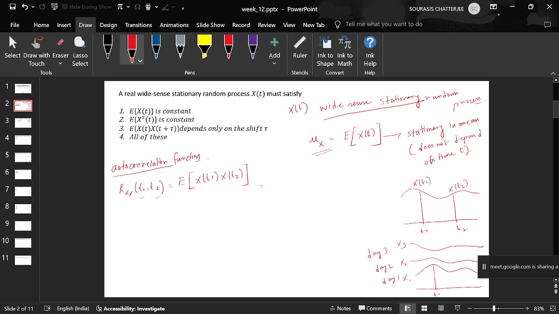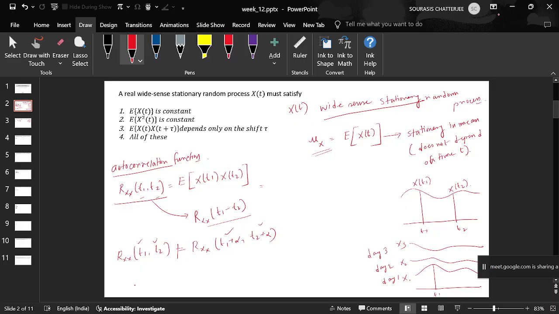So for a random process to qualify as wide sense stationary, this autocorrelation function, which is usually a function of two time instants for any standard random process, should no longer remain a function of two time instants; it is a function of the difference between them. So what I mean is, for a standard random process, the autocorrelation function at t1, t2 and at t1 plus alpha, t2 plus alpha need not be equal, because you can see here the time instants are different, and so are they here.